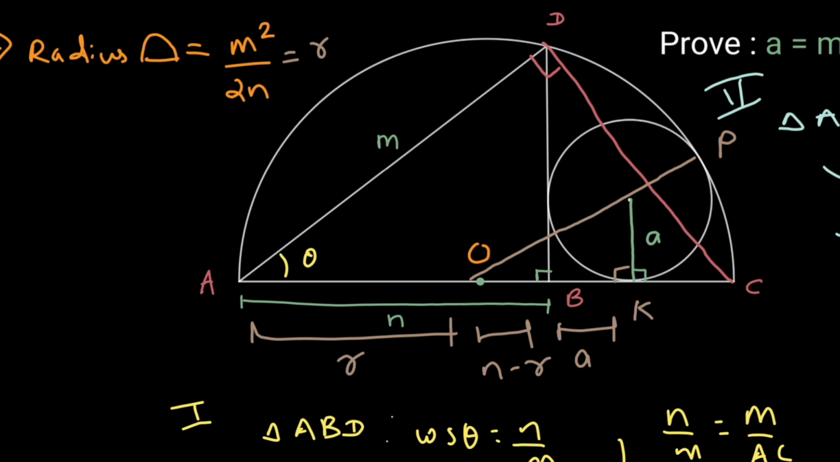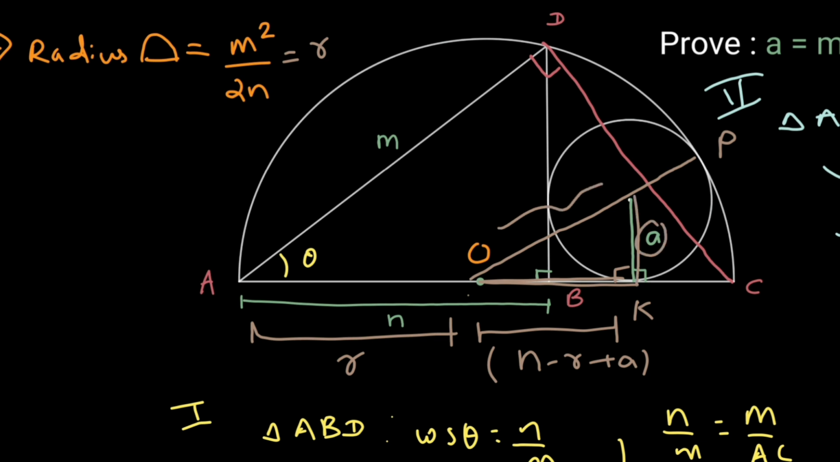Now what we need is O to K. OB is having a distance n minus r, BK is having a distance a. Therefore, the ultimate length of OK would be n minus r plus a. So here we have got the base of this triangle. The height of the triangle is already a, and the hypotenuse of this triangle was equal to r minus a.